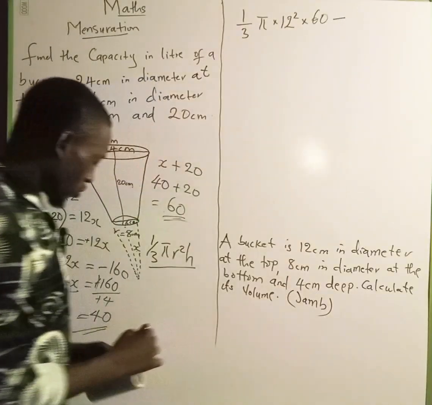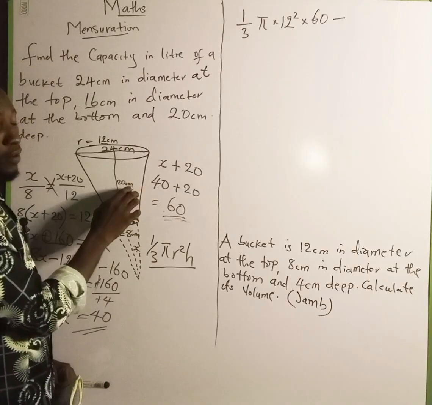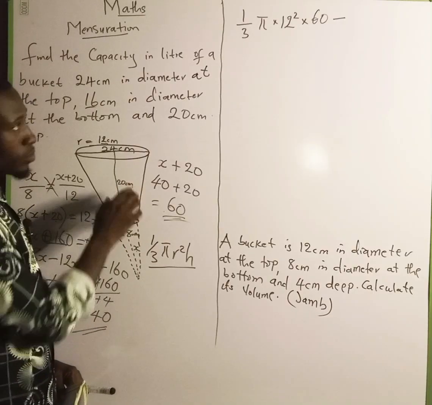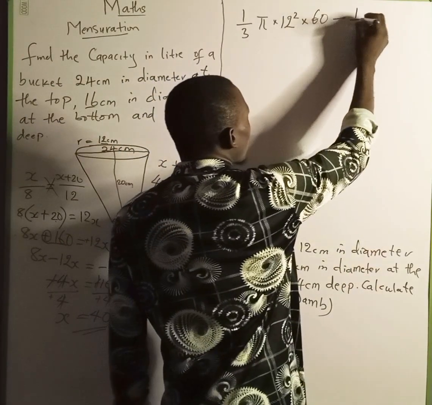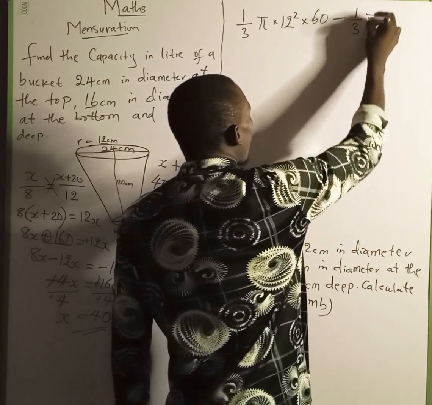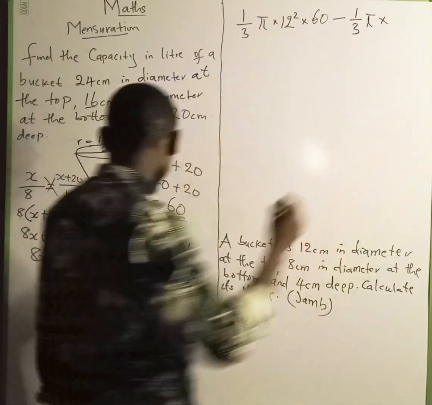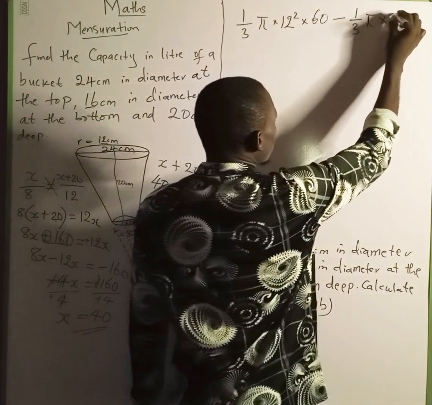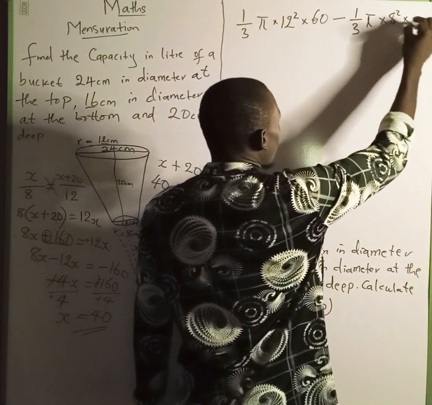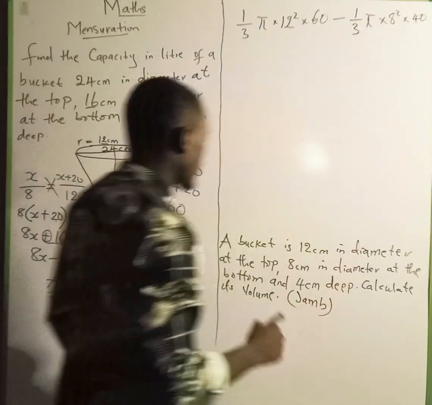Minus, it is when you subtract the smaller cone that you will get the bucket volume. So you subtract the volume of the smaller cone, 1/3 pi times the radius, which is 8. So we have 8 squared times the height 40. That is the x.